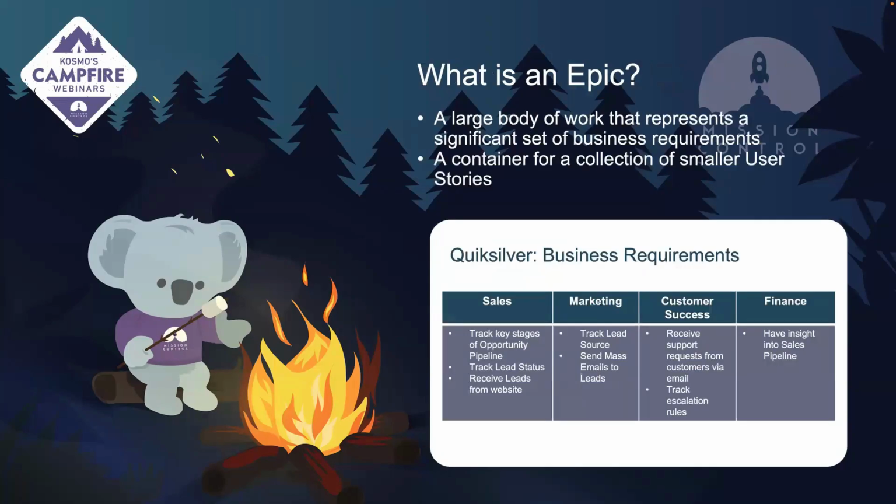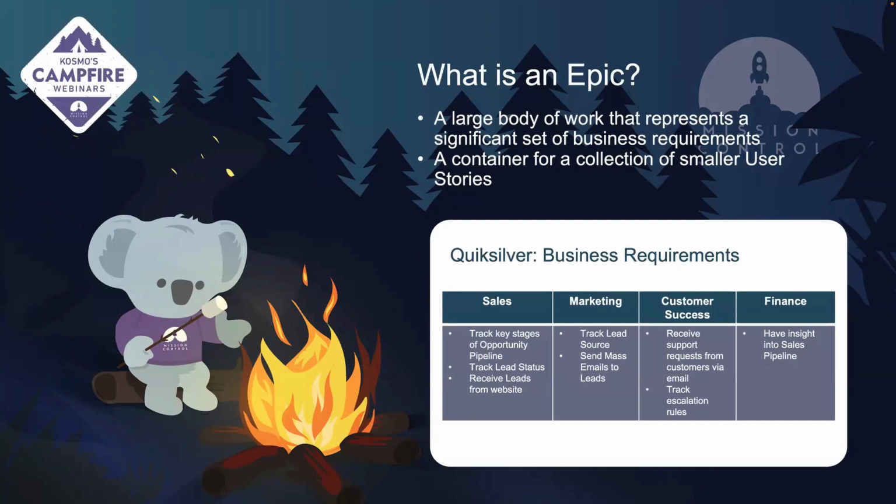In terms of understanding what an epic is, an epic is typically used within the Agile methodology. It typically identifies a large piece of work. That could be a big business requirement, or it could be a collection of smaller user stories. The example we're going to walk through in our demo today is an implementation for Quicksilver.